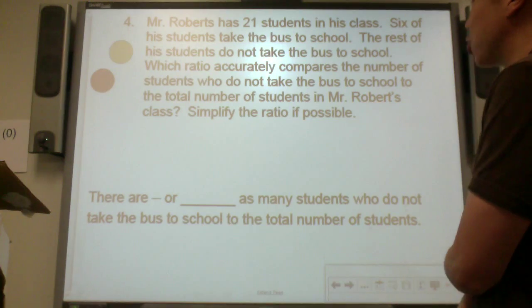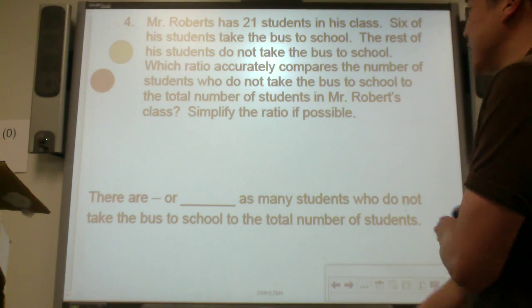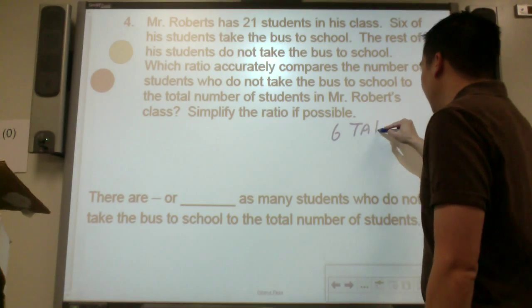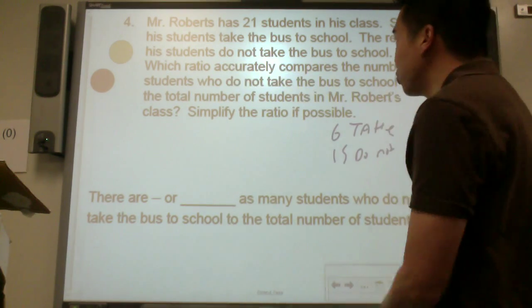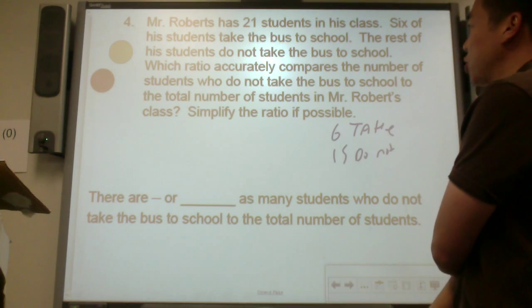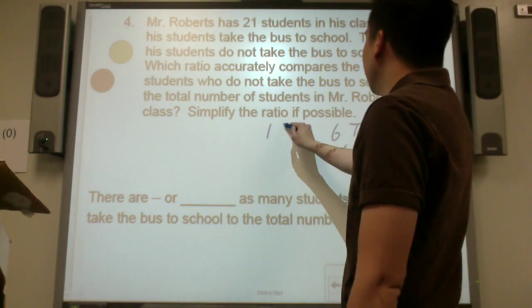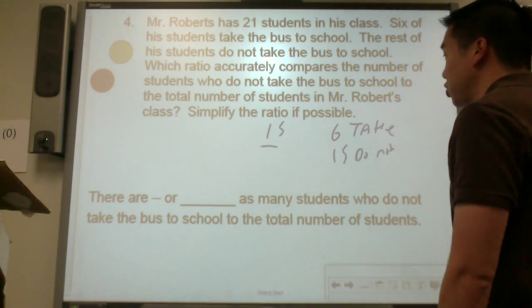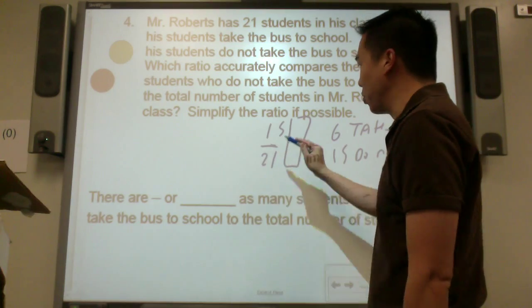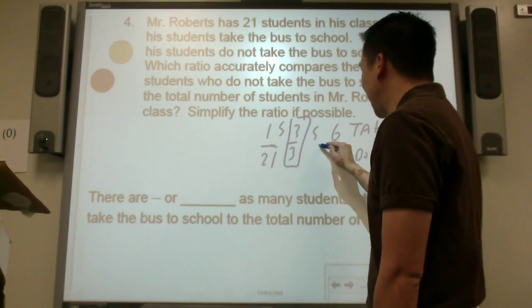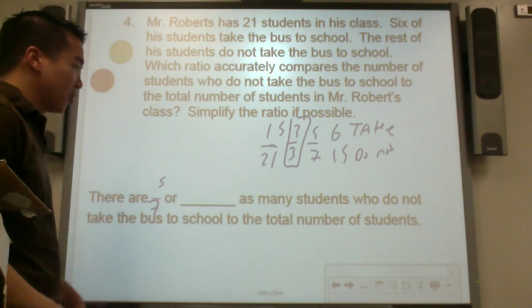And Mr. Robert has 21 students in class. 6 of them take the bus. The rest of them do not. So 6 take. That means 15 do not. I could use my counters, but I'm not for this one. Which ratio accurately compares the number of students who do not take the bus, 15, to the total number of students, 21? Can you simplify this? Yes, you can. Divide both numbers by 3. You get 5/7. And what is the multiplicative comparison?